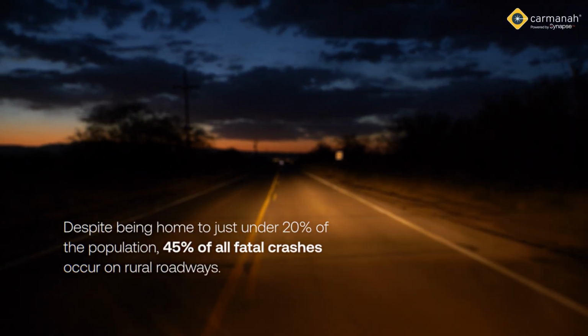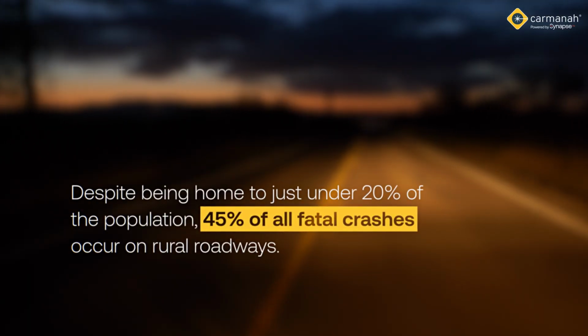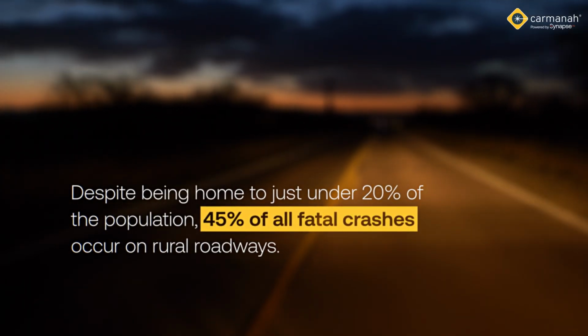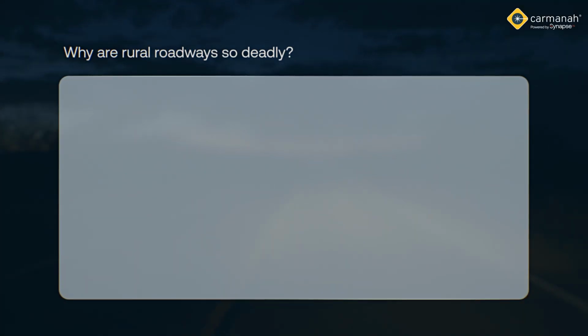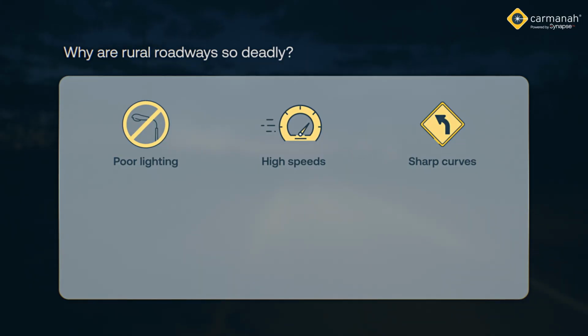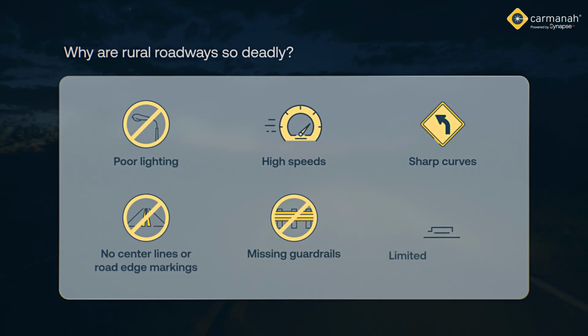Despite being home to just under 20% of the population, 45% of all fatal crashes occur on rural roadways. Why are rural roadways so deadly? The causes range from poor lighting, high speeds, sharp curves, no center lines or road edge markings, missing guardrails, and limited maintenance.